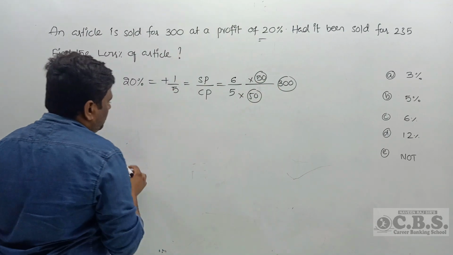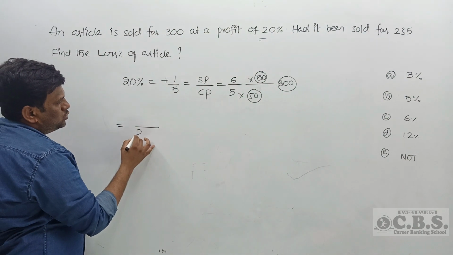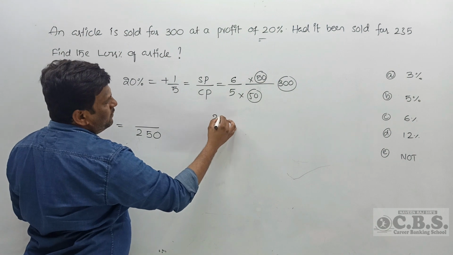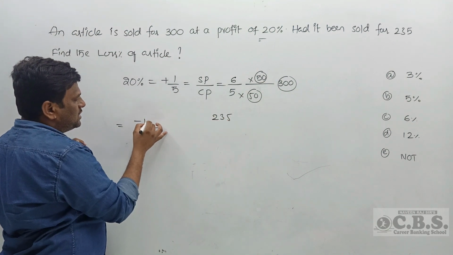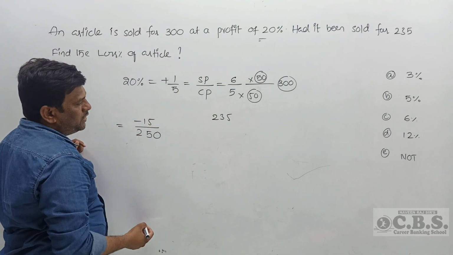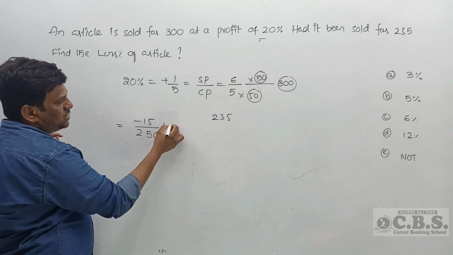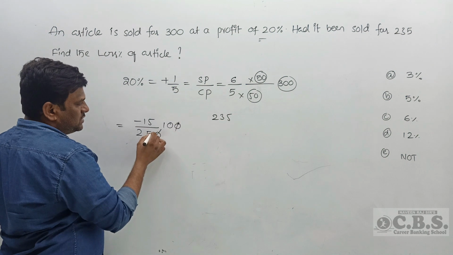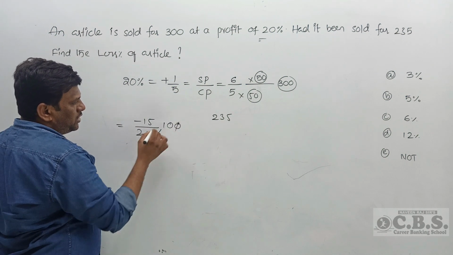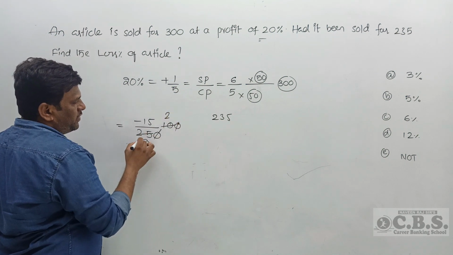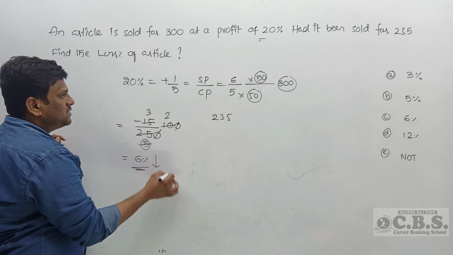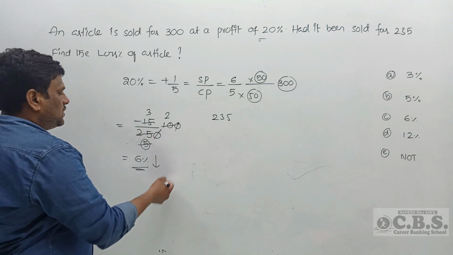So now the cost price is 250 rupees. When it is sold at 235, it means 15 rupees loss. So 15 rupees is the loss. Percentage means multiply by 100. The 0s cancel. 5 2s are 10, 5 3s are 15. 5 times 3 is 15, so with 250 it gives 6, meaning 6% loss. So the answer is 6% loss. Option C is the right answer.